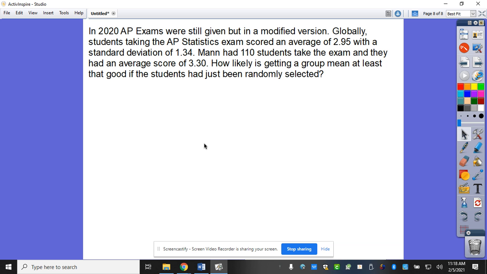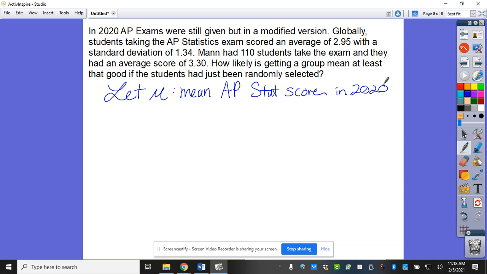So then next, we're defining our parameter. What parameter are we defining? Mu. And this is just going to be the mean what? AP Stat score, AP score, whichever way you want to write it. That one's pretty straightforward too. I tried to take wording out of this. And you could do this, but you've already written it in the population, so you didn't have to have it there also.